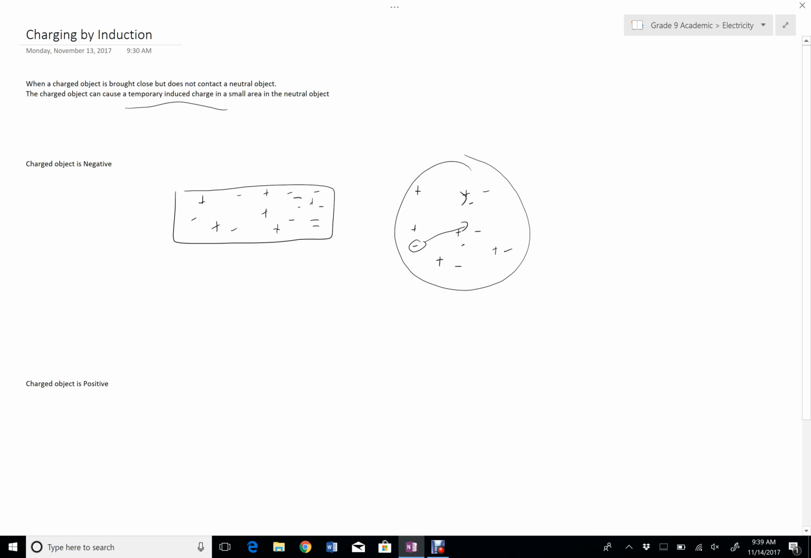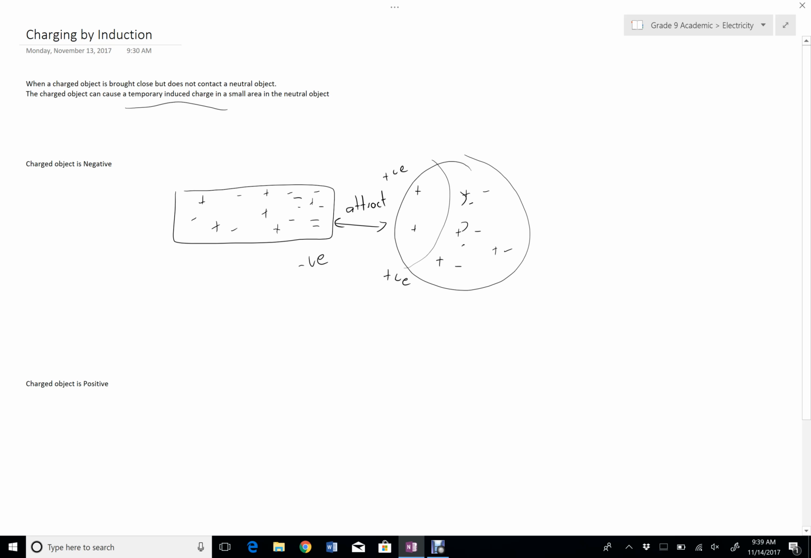What we get is a region of this material that's positively charged. This is a temporarily induced charge in this neutral material. What this means then is that this negative object and this positive object will attract. And this is why neutral objects are attracted to any charged object.